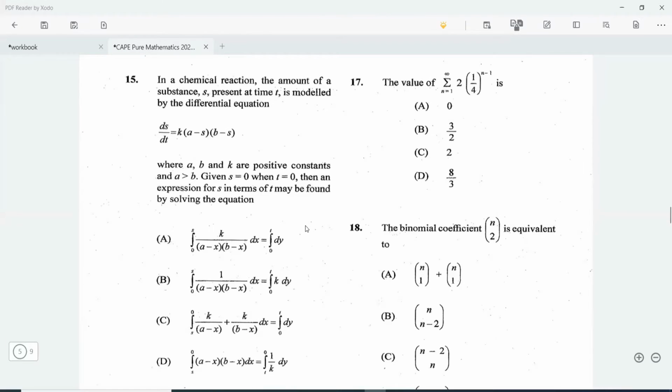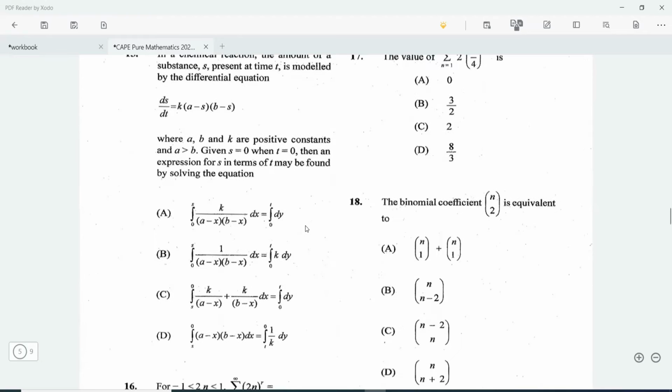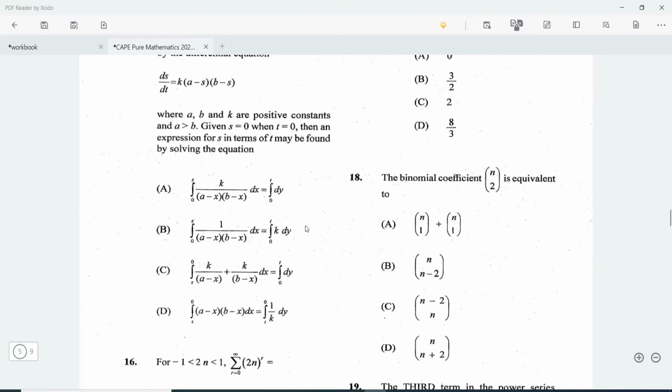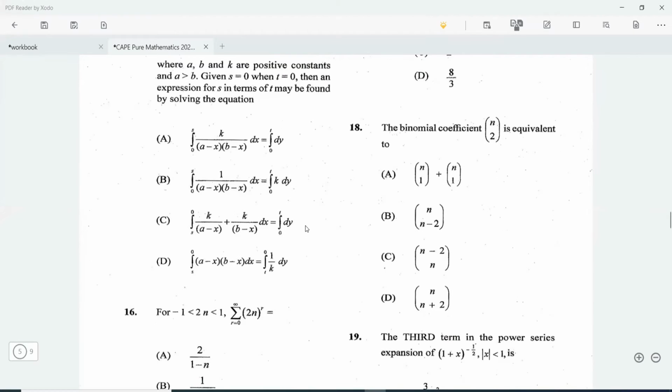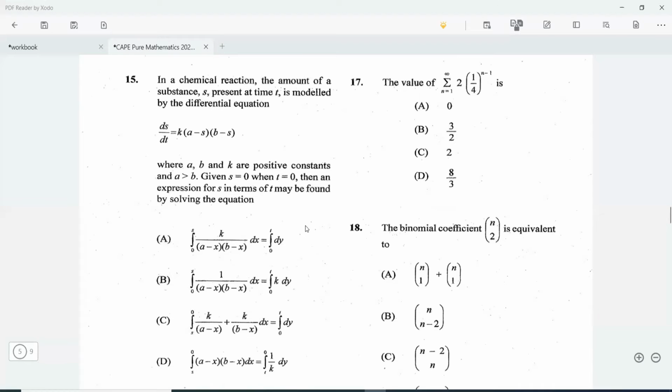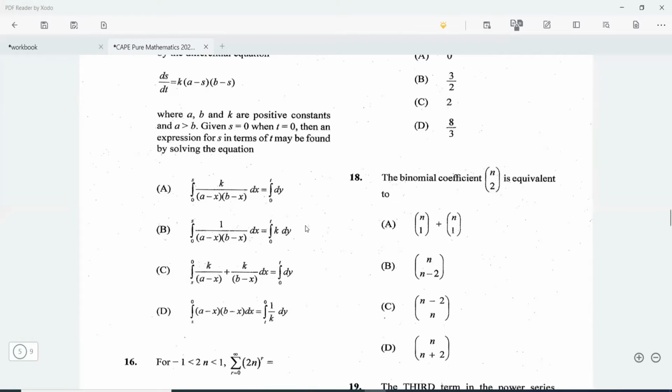Question 15. In a chemical reaction, the amount of substance S present at time t is modeled by the differential equation, where A, B, and K are positive constants and A is greater than B. Given S equals 0 when t equals 0, then an expression for S in terms of t may be found by solving the differential equation. So when S is 0, we know t is 0. Let's initially solve the differential equation. So let's just go ahead and write down that differential equation.